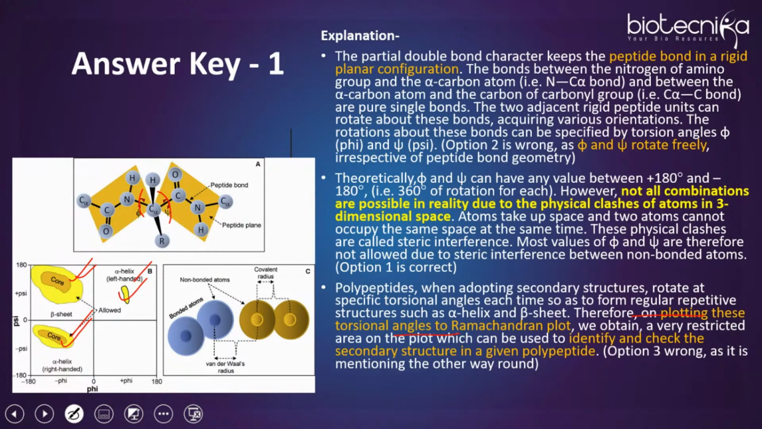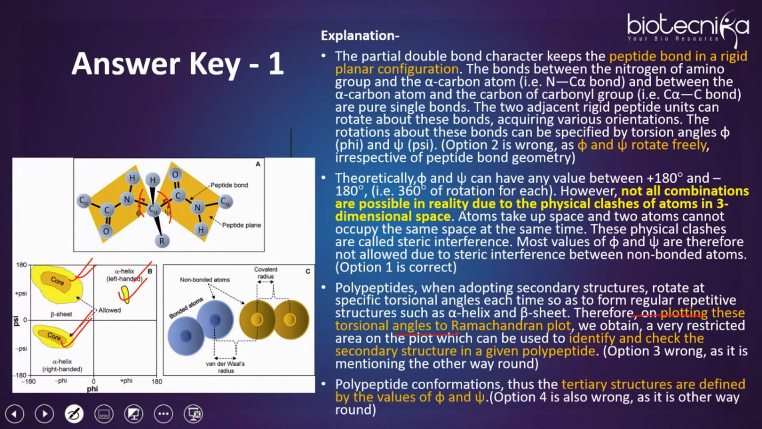In fact, if you have a possible value of phi psi, then only is there a possibility of obtaining a secondary structure. And tertiary structures are defined by the phi psi? Again, it's the same logic, since the secondary structures will decide what type of tertiary structure will form. Option 4 says that the conformation of the protein restricts phi psi. Again, that is not correct. So the correct option is option 1, with simple logic: two atoms cannot be at the same place.